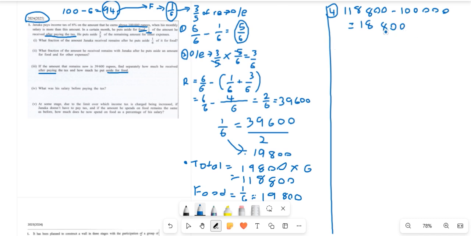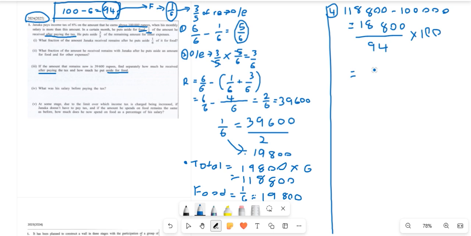So this 18,800 is equal to our 94%. So I am going to divide that by 94. We need the amount before tax. Our before-tax amount is 100%, so we have to multiply by 100 here. From this we can calculate the amount on which he had paid the tax.